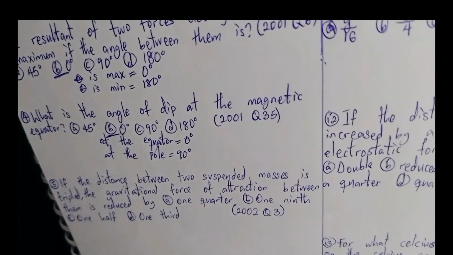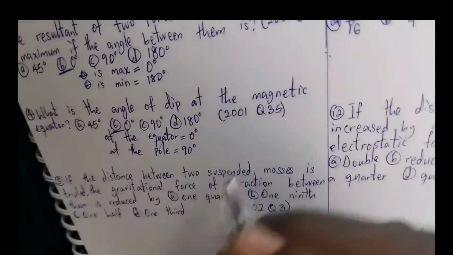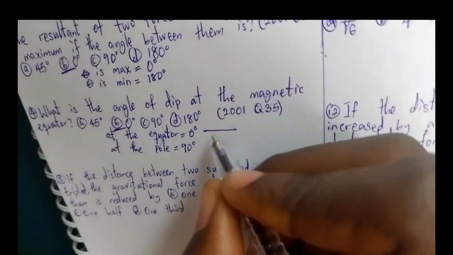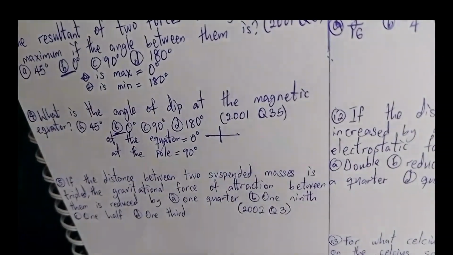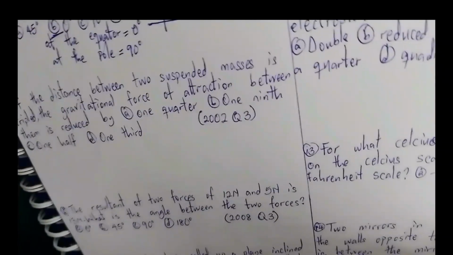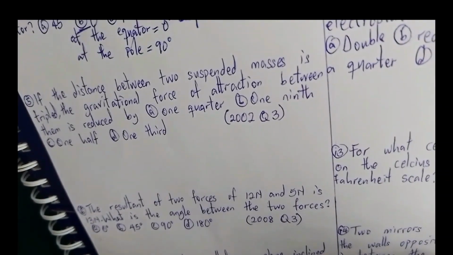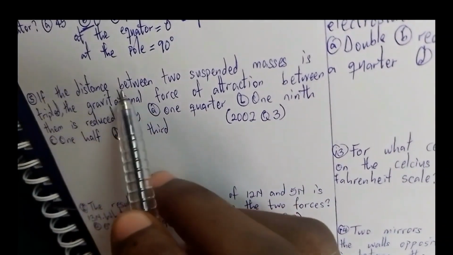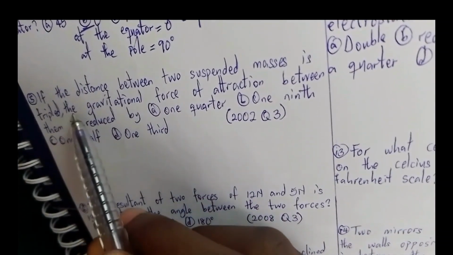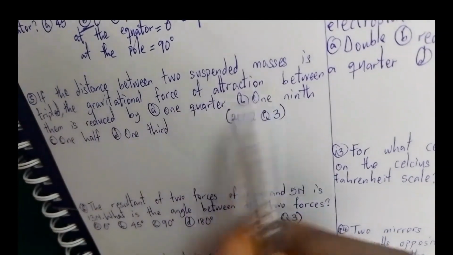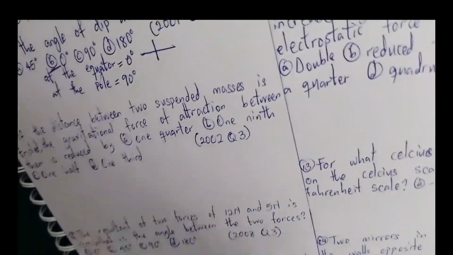No need of calculating anything, no need of drawing any diagram, no need of checking anything. At the equator, like this, 0 degree. At the pole, like this, 90 degree. Simple as that. Now for the next question, question 5. They said, if the distance between two suspended masses is tripled, the gravitational force of attraction between them is reduced by. This question also doesn't require too much solving.